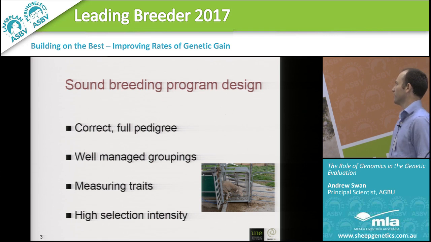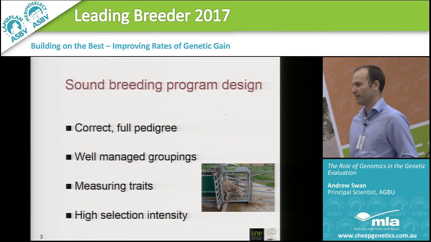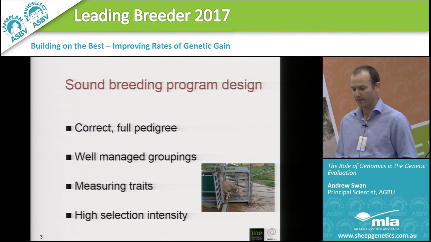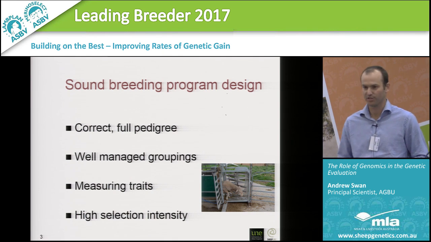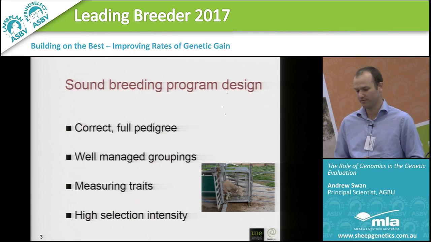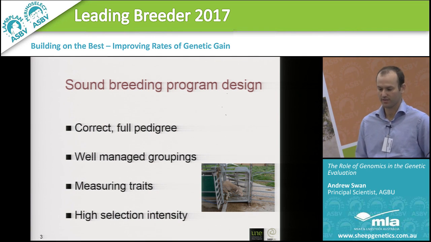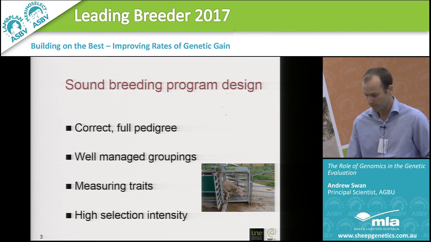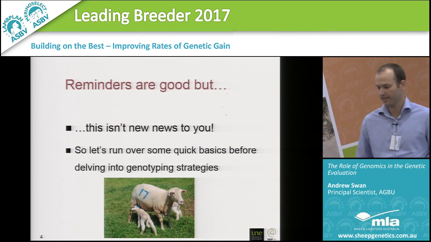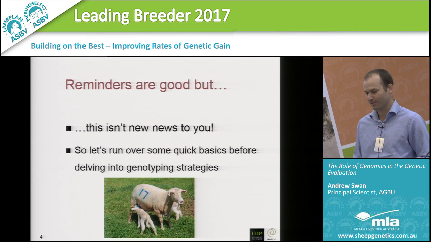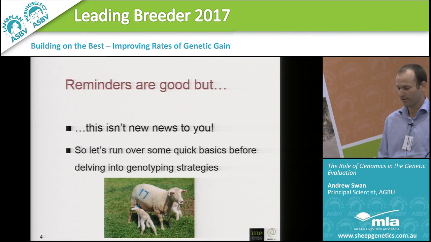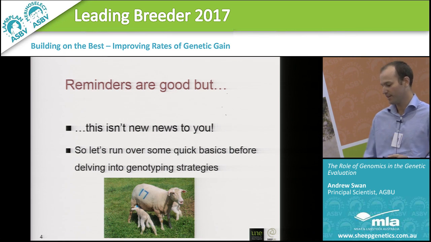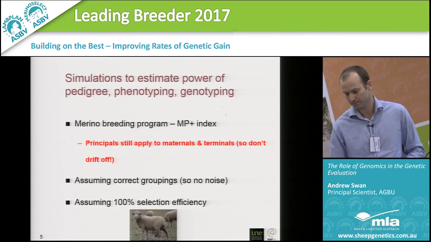So a sound breeding program design, you know that you need a correct and full pedigree, some well-managed groupings. You need to be measuring traits in your breeding objective with a high selection intensity. So a lot of what Luke covered yesterday. And these reminders are good, but this probably isn't news to a lot of you. So let's run over some quick basics before we delve into those genotyping strategies.